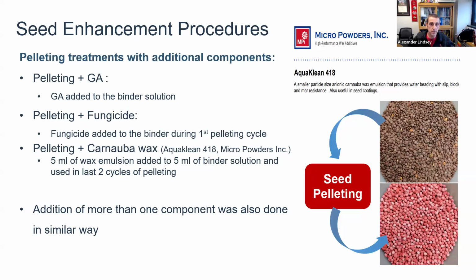We ended up adding gibberellic acid in one treatment to the binder solution to see if adding that liquid in small amounts, but having a little bit of GA, would improve germination. We also looked at adding a fungicide during the first pelleting cycle to get the fungicide in contact with the seed, and then we built the pellets around that. And we also looked at improving stability of the pellets using carnauba wax at the very end of the pelleting process. So we added a little bit of this wax emulsion to the last two cycles to see if it would improve pellet integrity.